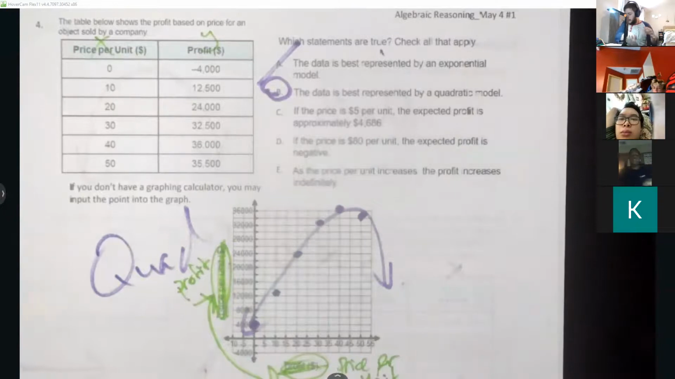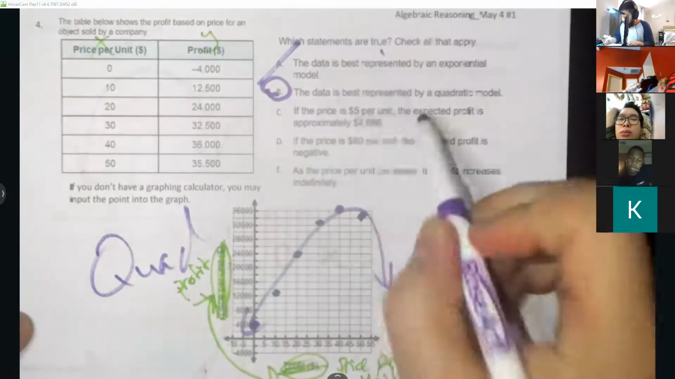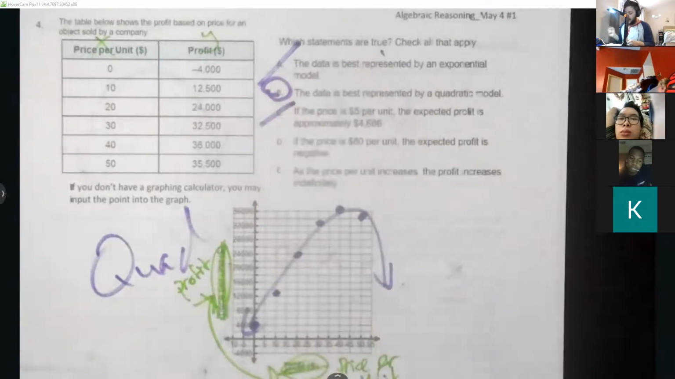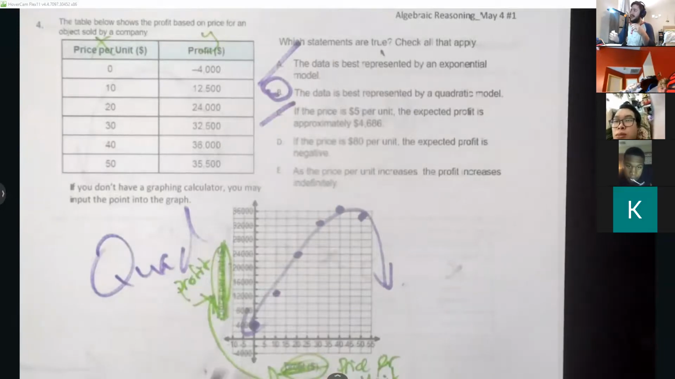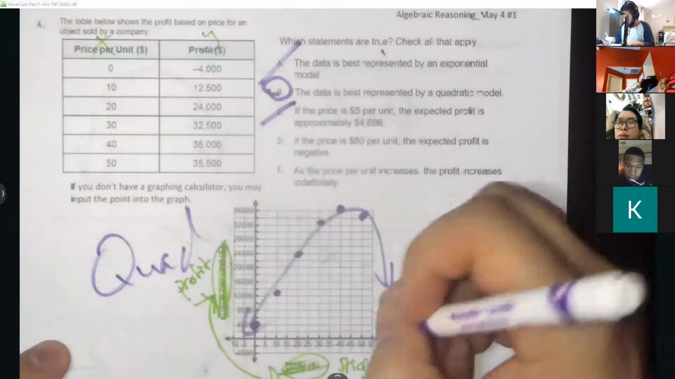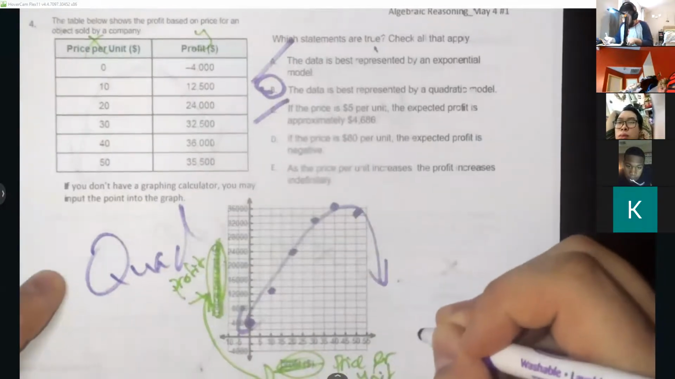All right. But $5 per unit would be right here. It should be like 12,000. So no, that's a bad prediction. Let's see. If the price is $80 per unit, the expected profit is negative. See, this is where it's like counting on you having the model, because then you'd be able to go past here to like 80, wherever this is.